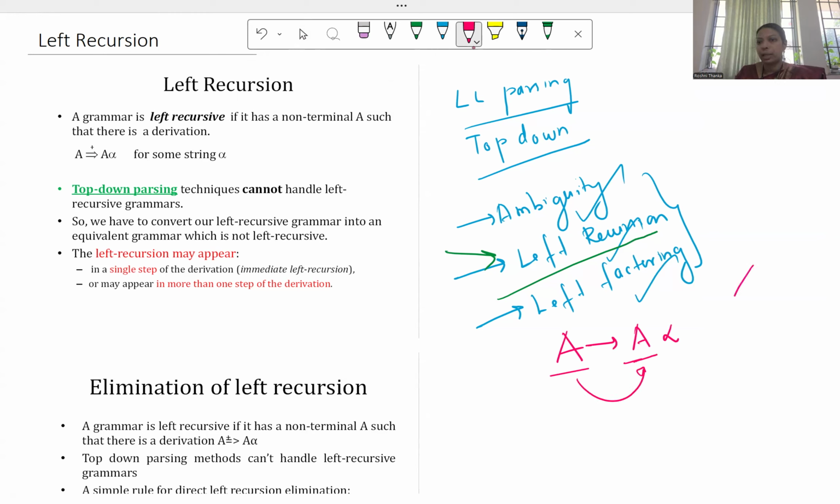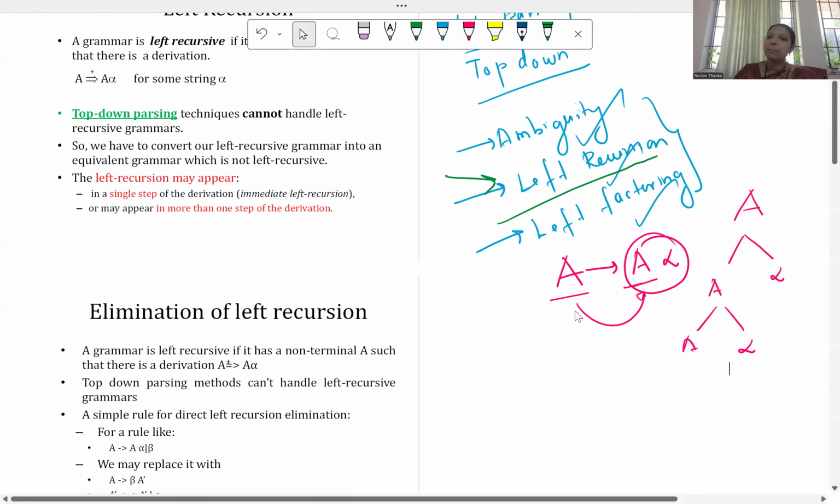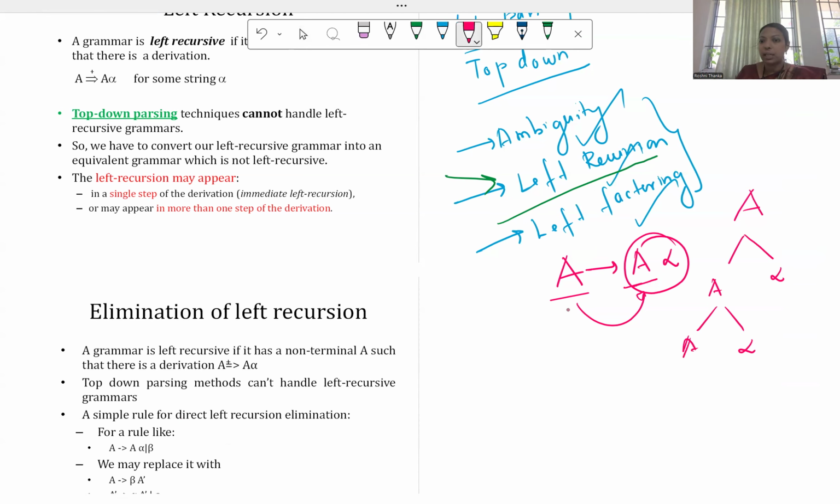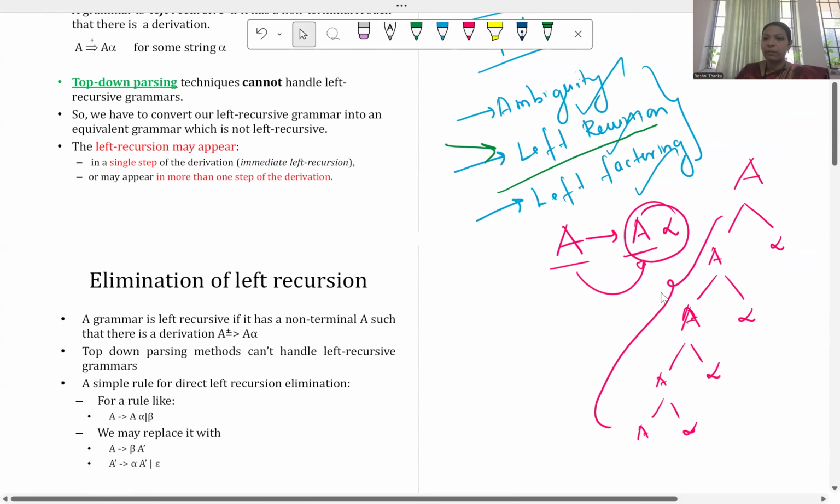Why? Because if I construct a parse tree from this, A can be derived to A alpha, right? That is what is given here. And this A again can be derived to A alpha. So this will keep on repeating. It is recursively repeated leftwise. This A can again be written as A alpha, and this A can again be written as A alpha. So leftwise, it keeps coming again and again. This is what a left recursion is.